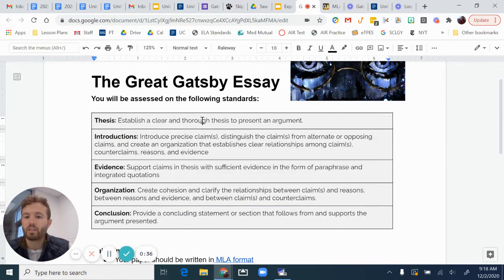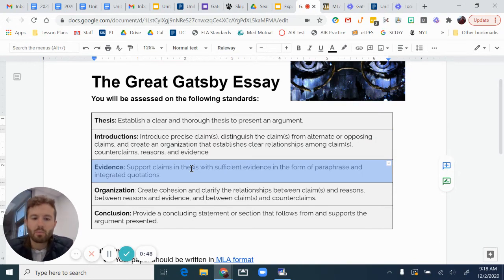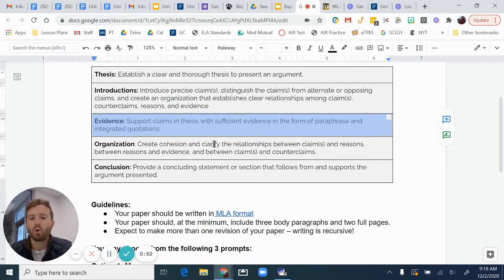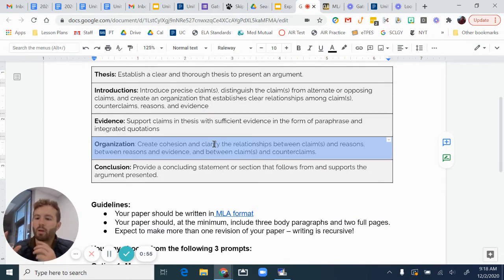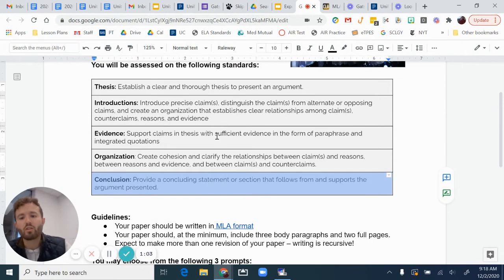weeks. So the first is thesis, your ability to establish a clear and thorough thesis to present your argument. Then your introduction, we're going to teach you how to write a strong introduction, including introducing claims. Your evidence here is going to be all about using details from the text and quotes to support your thesis. Organization is going to be about the structure of your paragraphs and your topic sentences, and your conclusion here is going to be the last paragraph or so of your essay. We'll do some instruction on that. So here are the 5 standards.